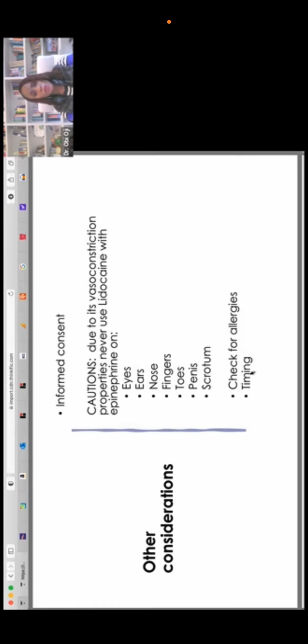And then again, I kind of talked about this already. So again, caution with lidocaine with epinephrine on anything that dangles. So because of vasoconstrictive properties of the epinephrine. So in the eyes, the ears, the nose, the fingers, the toes, the penis, and the scrotum, you do not want to use lidocaine with epi.